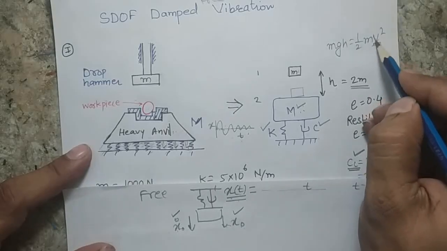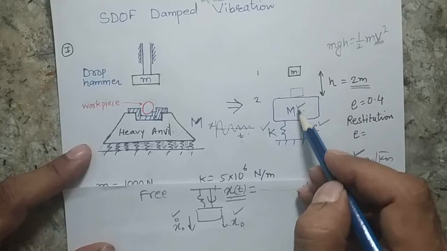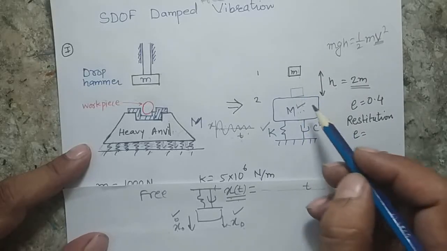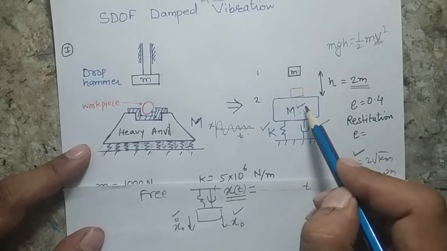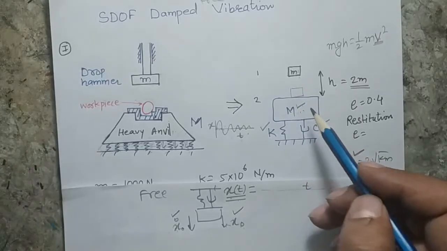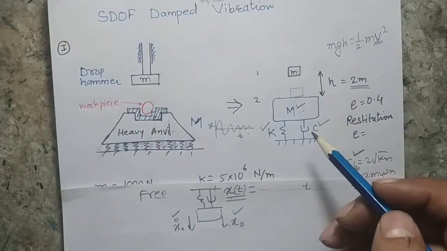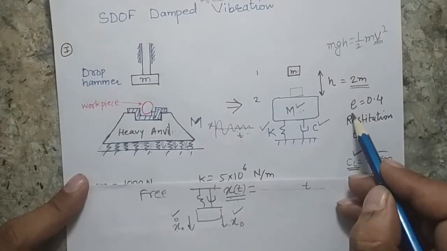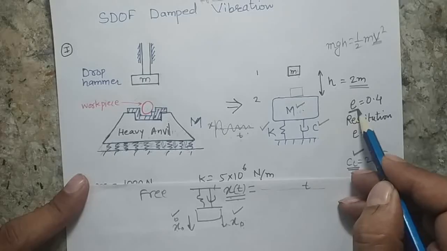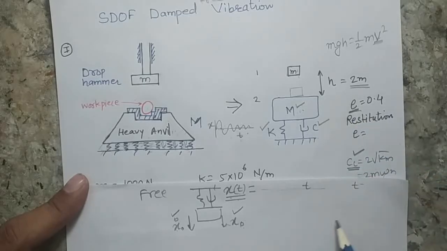When this velocity is available, as these two masses are not of equal amount, I have to balance the momentum, because when this m hits this large M, there will be an exchange of velocity. So I have to write the equation for momentum balance. Here the coefficient of restitution is given. What does coefficient of restitution mean?